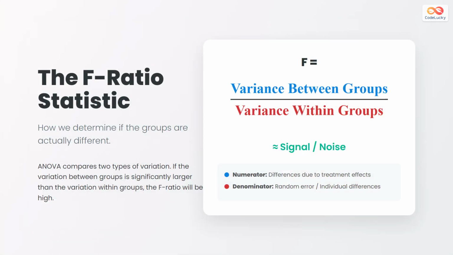To decide who wins that battle, we calculate a score called the F ratio. It is a simple fraction. On the top, we have the variance between groups. On the bottom, the variance within groups. Think of it as signal divided by noise. If the groups are actually different, the top number will be large and the F ratio will be high. If the groups are basically the same, the signal is weak and the F ratio will be low, usually close to 1.